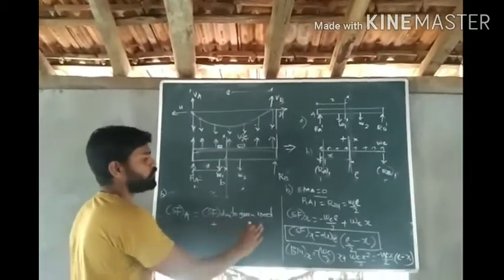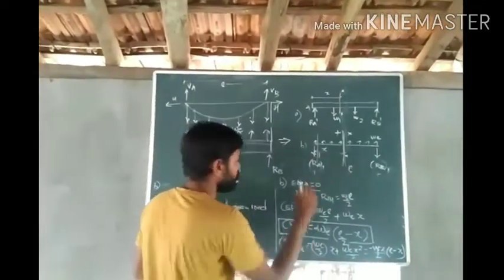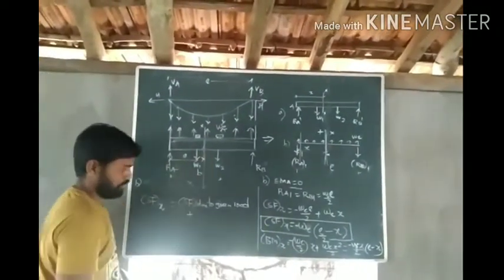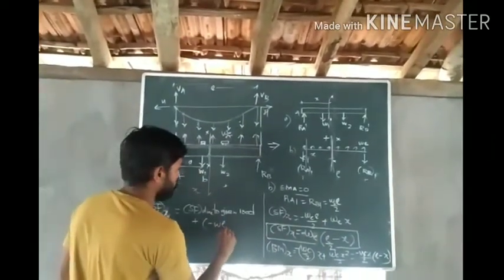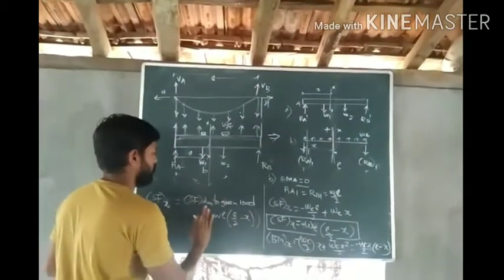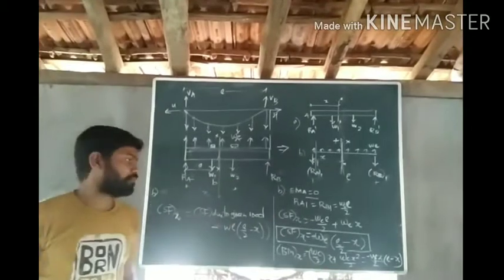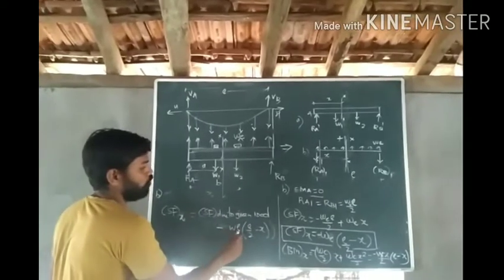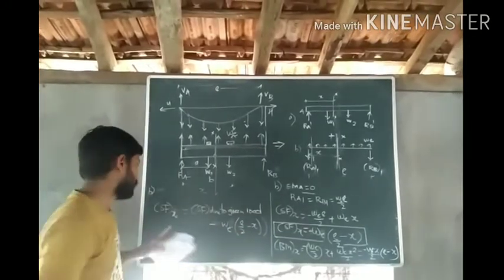सो मी फक्त शेअर फोर्स ड्यू टू गिवन लोड असंच जनरल इक्वेशन आपण लिहू, प्लस शेअर फोर्स ड्यू टू दिस UDL. So now what is shear force due to UDL at X? We are calculating at any point X. So shear force at X is minus WE into bracket L by 2 minus X. Okay, so this is shear force due to this UDL. The shear force at X will be equal to shear force due to given load minus WE into bracket L by 2 minus X. So this is for the shear force.